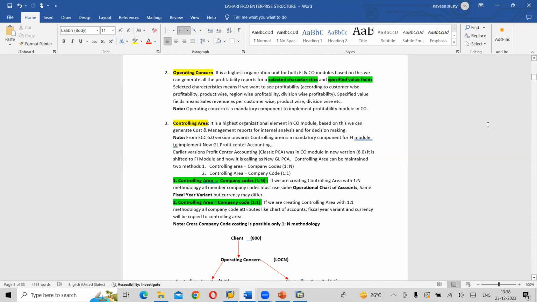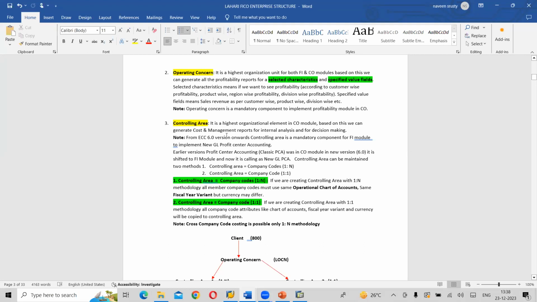We will see all together at a time. Okay, so just check it out. Last week's recording, I have explained what you mean by operating concern, what you mean by selected characteristics and specified value field. You need to understand. If possible, kindly check it out today. If you didn't understand that, then let me know in tomorrow's session. Again, I'll re-explain this operating concern.